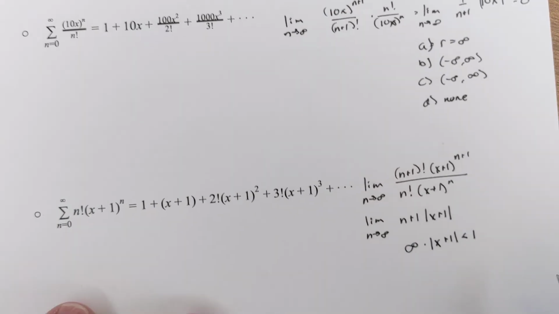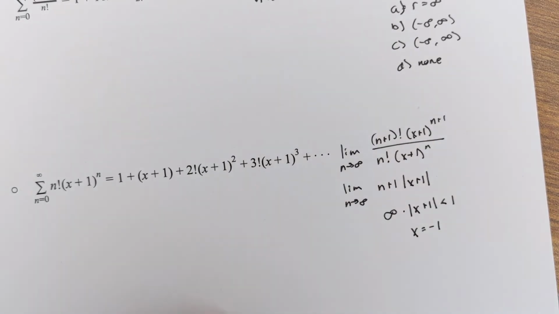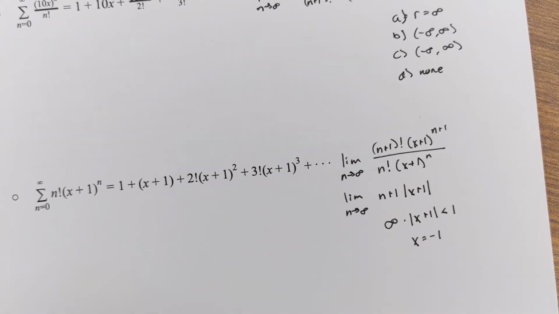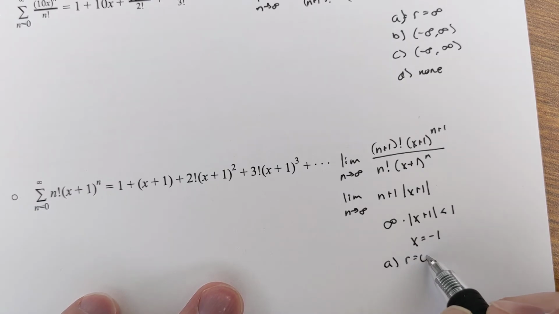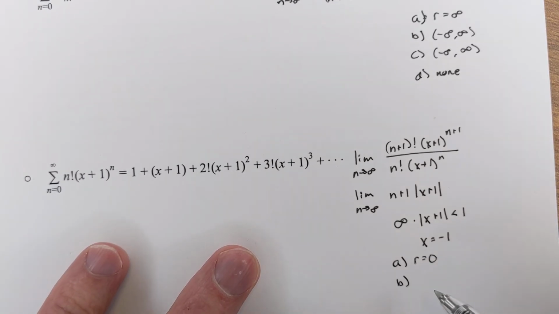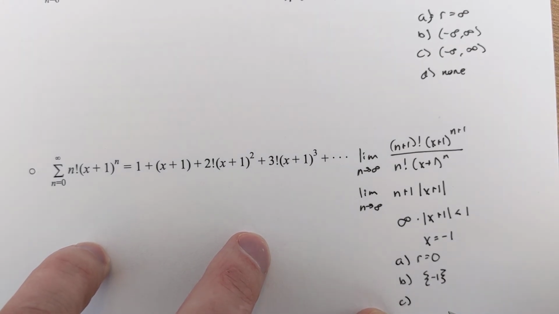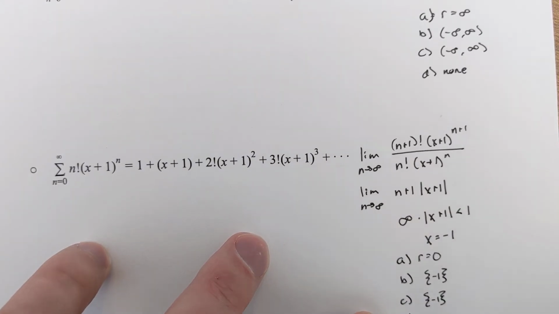I needed this to be less than 1. The only way that works is if this is 0. So x must equal exactly -1. Since it must be equal to an exact value, r is 0. There is no radius. So for B, only at the value -1. For C, only at the value -1. And D, none.